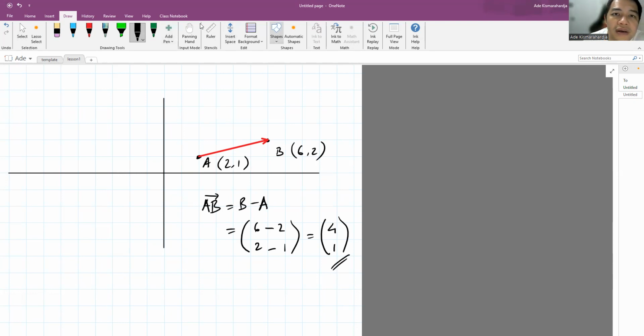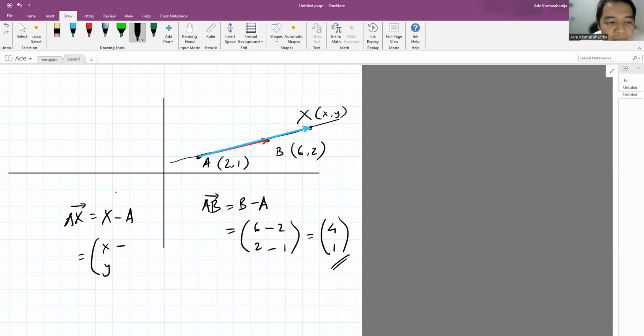Now, we can connect A and B with a straight line, right? Let's suppose I have an arbitrary point, let's call it capital X, and the location is at x, y. Now I can get another vector from A to X. The way we get this vector AX is just the same as before: X minus A. So we have x, y, and then subtract 2, 1.